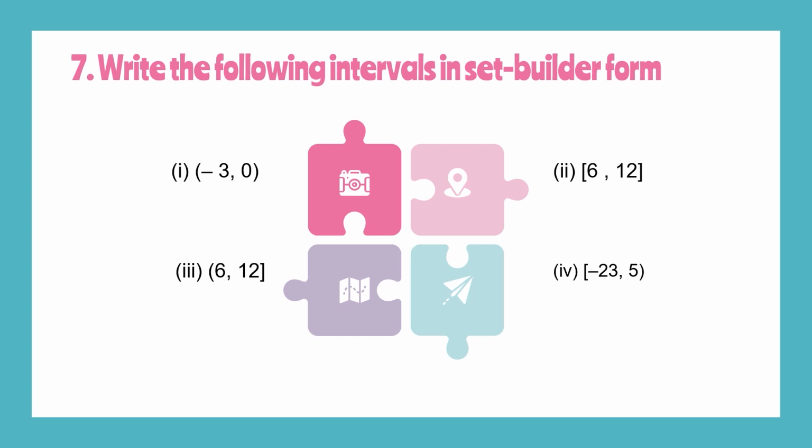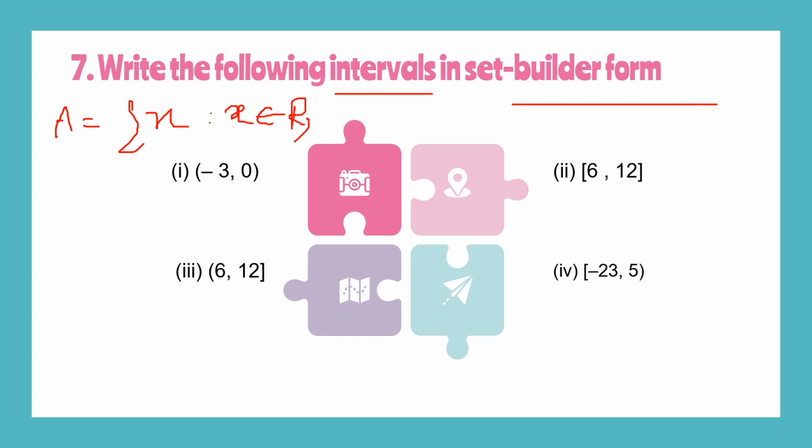Got it, children? So again, this is another one for you. I have given you the interval form, and you are going to write the set builder form. Like how? Set A is equal to X such that X belongs to R, and you will write the limit of the interval with less than symbols. So -3 comma 0. This is the interval form and it is an open interval, right? So how can we write the answer to this?